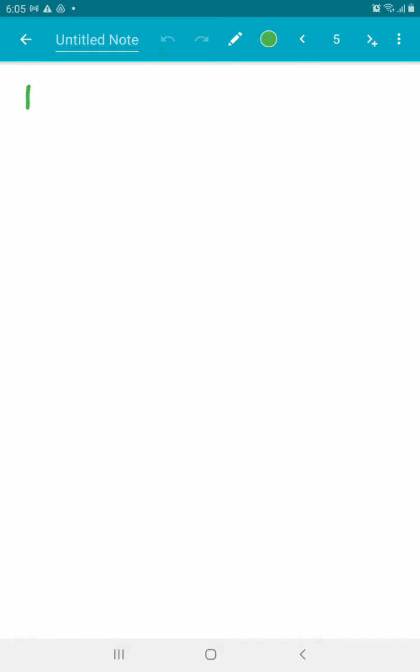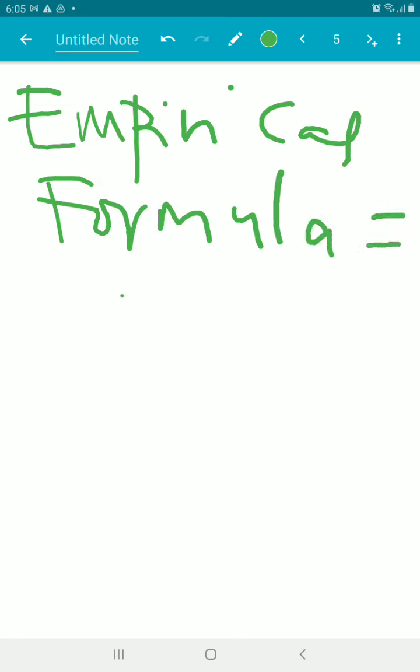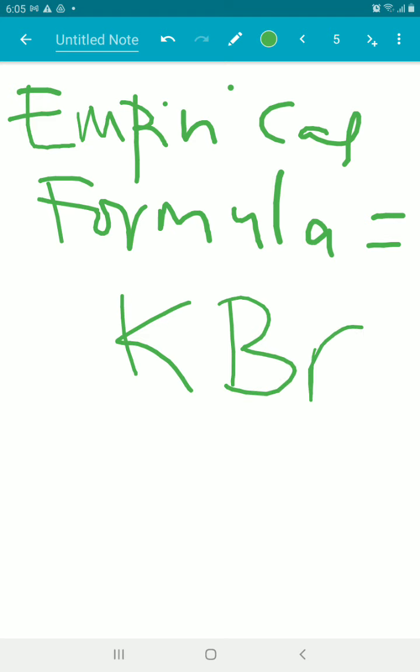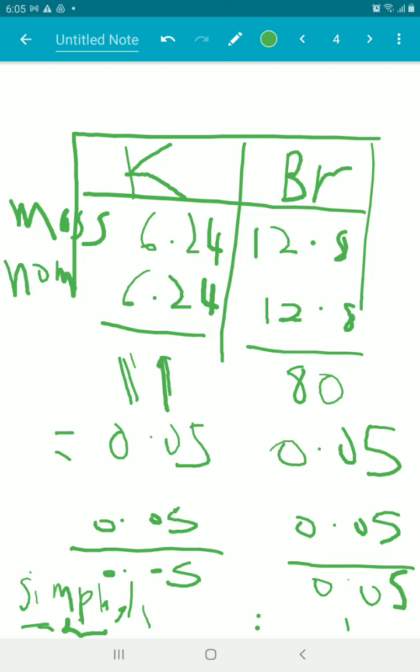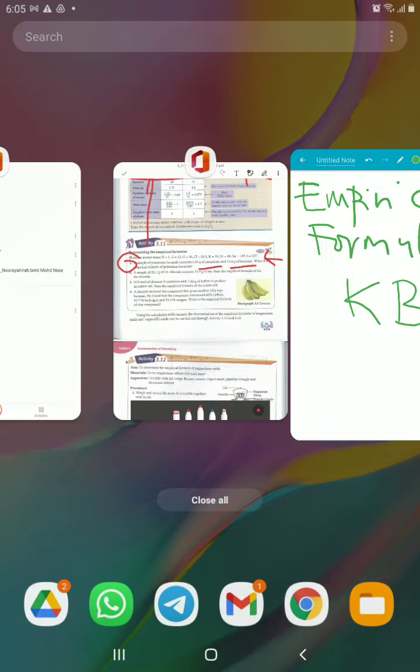Next is empirical formula, equals KBr. Why KBr? Because the ratio is 1 to 1. So here will be 1 and 1. KBr. That is how you find out or calculate the empirical formula for the given data.